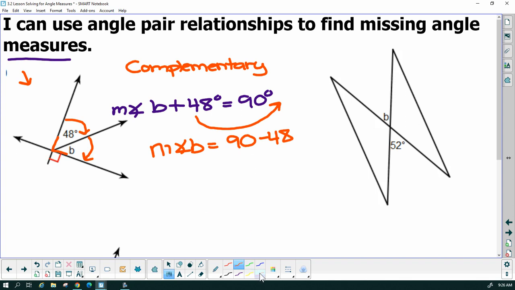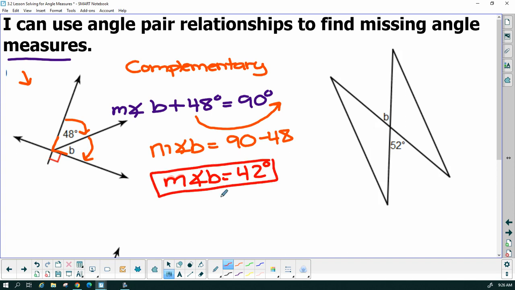And if I solve equations a little differently than you, that's fine. You solve them the way you know how. Just make sure that you're doing them correctly. And so then finally, I can do 90 minus 48 and get 42 degrees. And so that means my missing angle is 42 degrees. Again, I really want to encourage you to establish what relationship you have first, then write an equation.